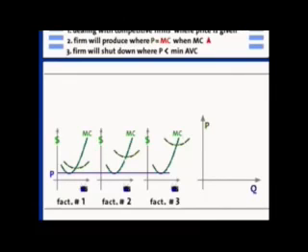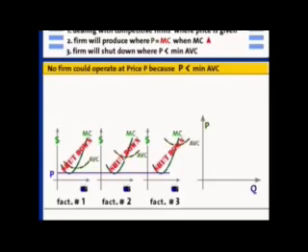The price is below the minimum average variable cost, and we call that point the shutdown point. If the firm can't cover its variable cost of production, there's no point in producing. It's already losing all of its fixed costs. It would just be adding a loss on top of that. So the firm would be shut down. Firm 1 would be shut down. Firm 2 would be shut down.